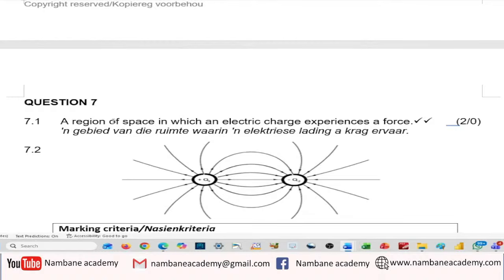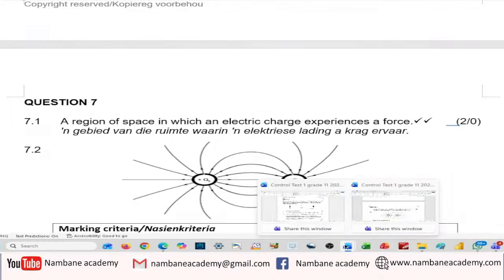And please be careful that the learners do not define electric field at a point. They must define electric field alone, not electric field at a point. So they must start with a region of space.